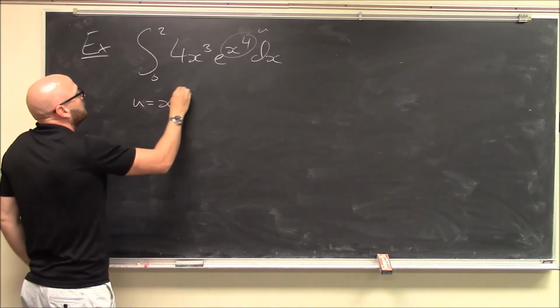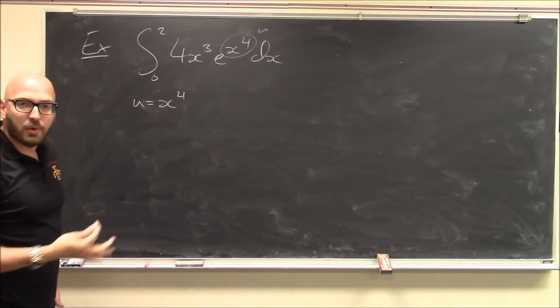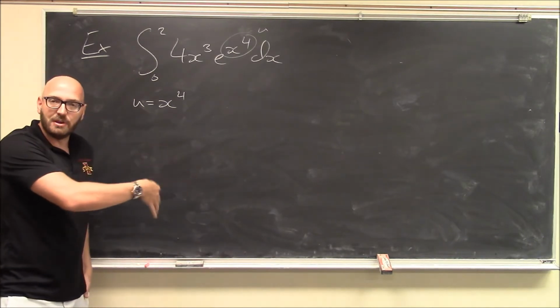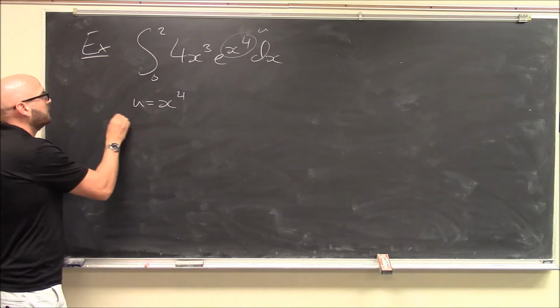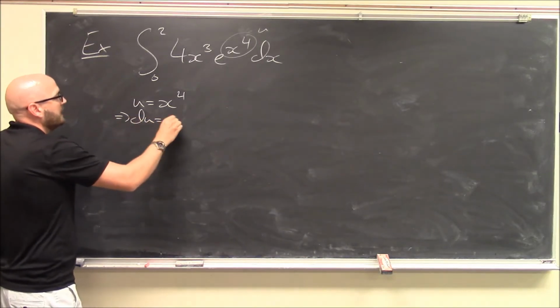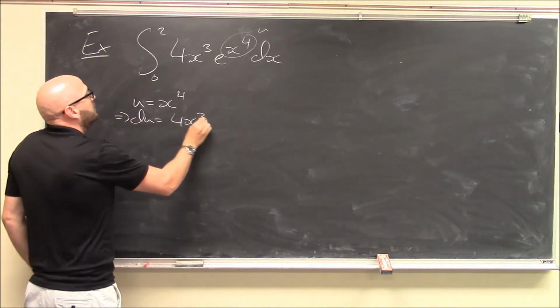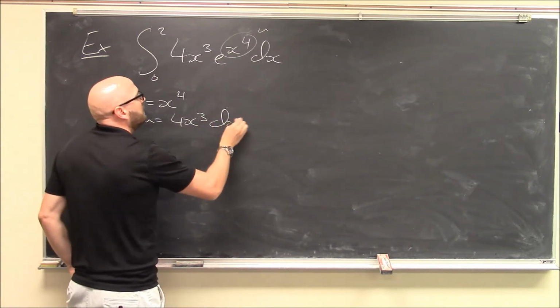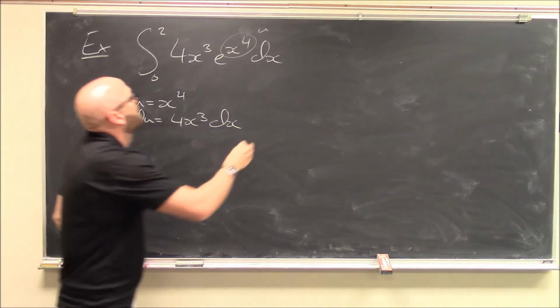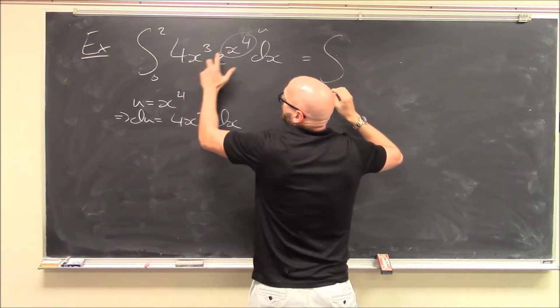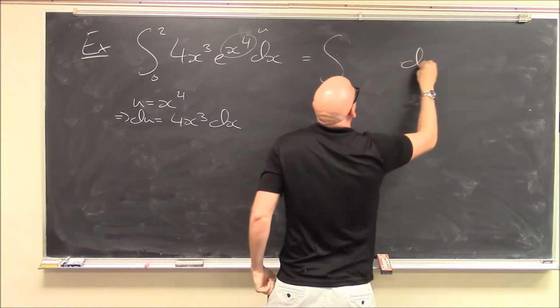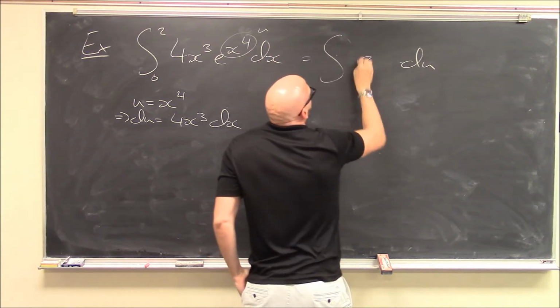So we'll let u be x to the 4th. Again, if you want to try this one on your own, pause the video here, make this substitution, and then see what you get. But if u is x to the fourth, that means du dx is 4x cubed, so du is 4x cubed dx. And this then turns into, well, hold on, there it is right there. 4x cubed dx just becomes du, and we've got e to the u.